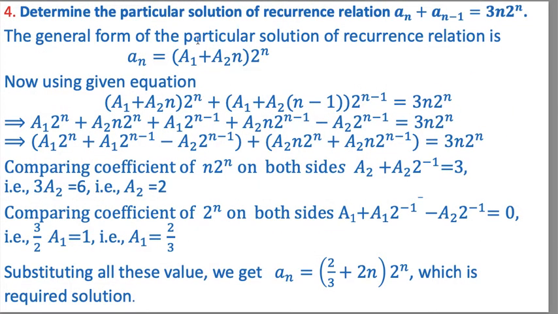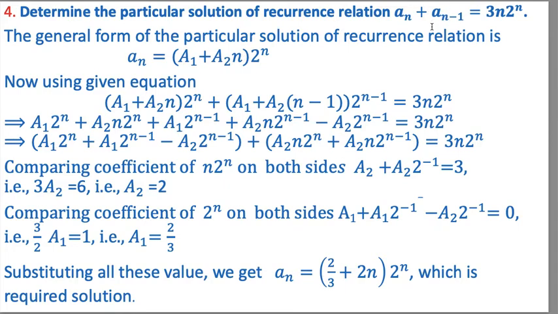For one more example, we find the solution of the recurrence relation an plus an minus 1 equal to 3n into 2 raised to power n. Here it is a function of the form 3n into 2 to the power n. 3n is a polynomial of degree 1 and it is multiplied by 2 to the power n. So the trial solution will also be a polynomial of degree 1 multiplied by 2 to the power n. So an is equal to (a1 plus a2n) into 2 raised to power n.